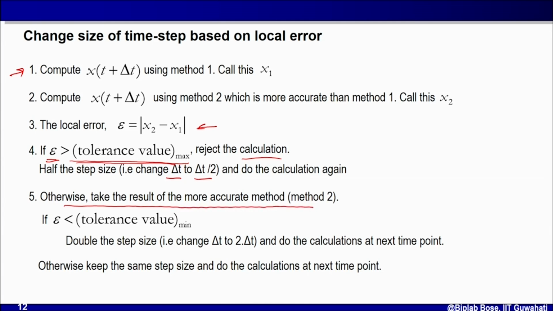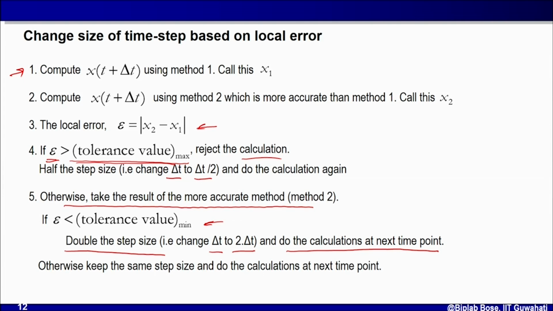Now, if the error is less than the minimum value of tolerance that you will allow, you increase the time step, because you have realized that the delta t that you are using is giving you very accurate results. So why don't I increase delta t slightly and see whether that will still allow me to work in a reduced error way. So you double the step size from delta t to 2 delta t and do the calculation for the next time point. Otherwise, you maintain that delta t at the same value.